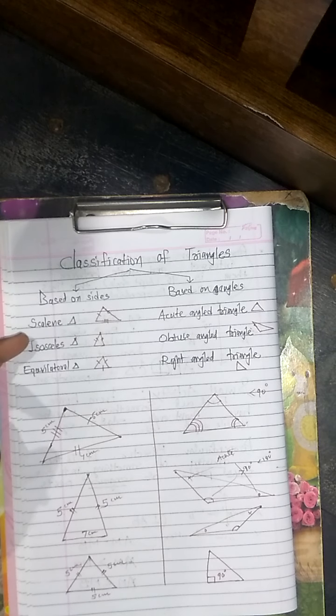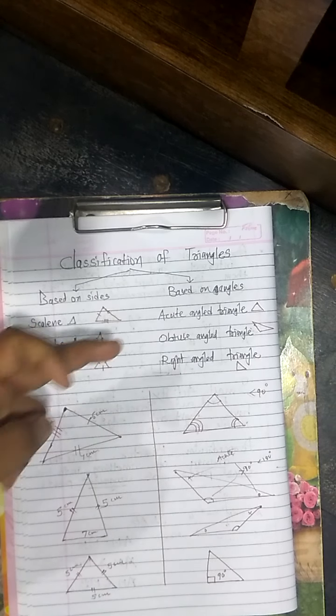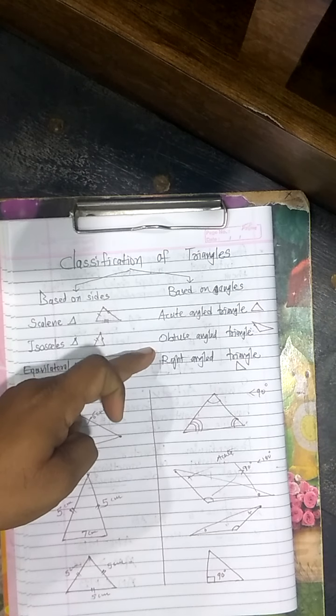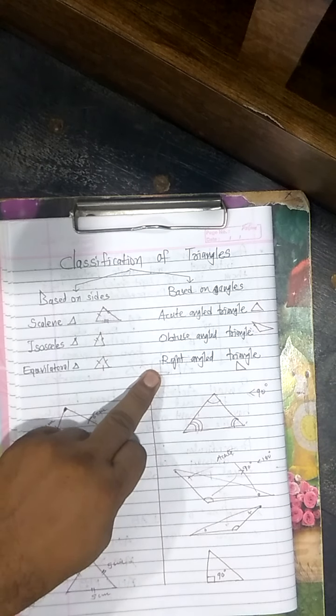Based on sides, we have classified scalene, isosceles and equilateral triangles, and based on angles we have classified acute angle triangle, obtuse angle triangle and right angle triangle. Okay.